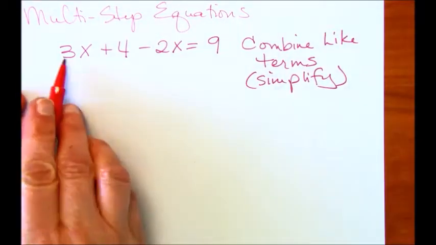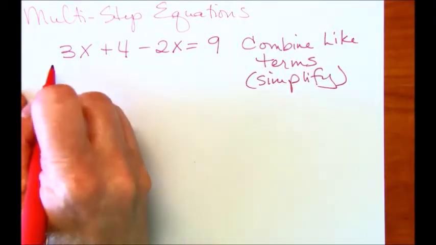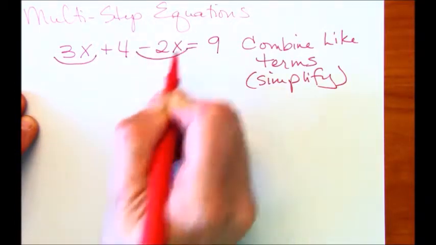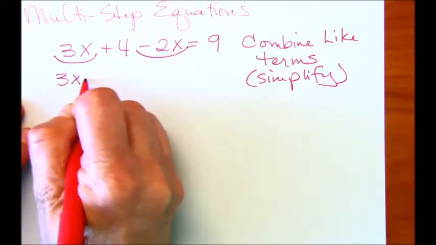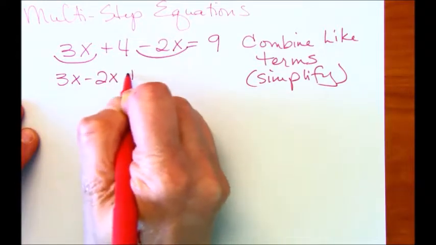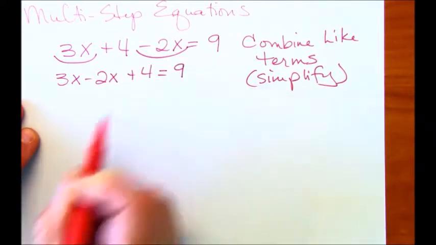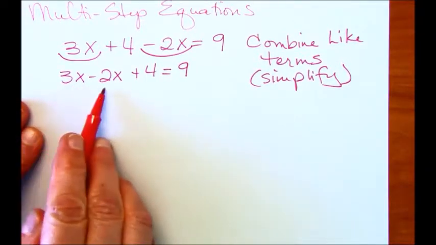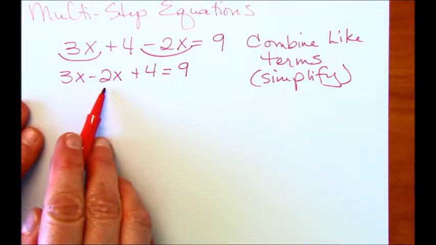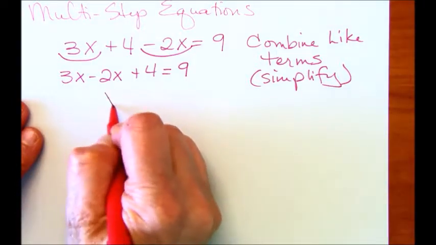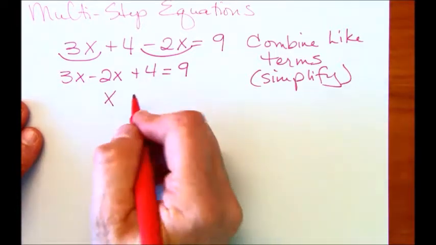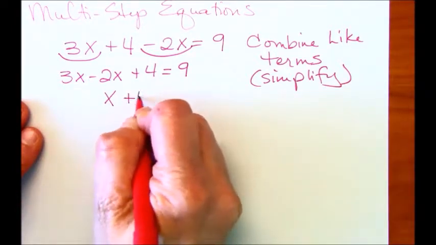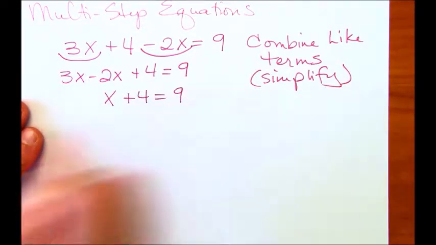So we're going to go ahead and put these terms together. I'm going to include the sign that goes before it and regroup them. 3x minus 2x plus 4 equals 9. Now 3x minus 2x is going to give us 1x. 1x, of course, is just x. So now we've broken it down, or we've combined it, condensed it, and it becomes x plus 4 equals 9.